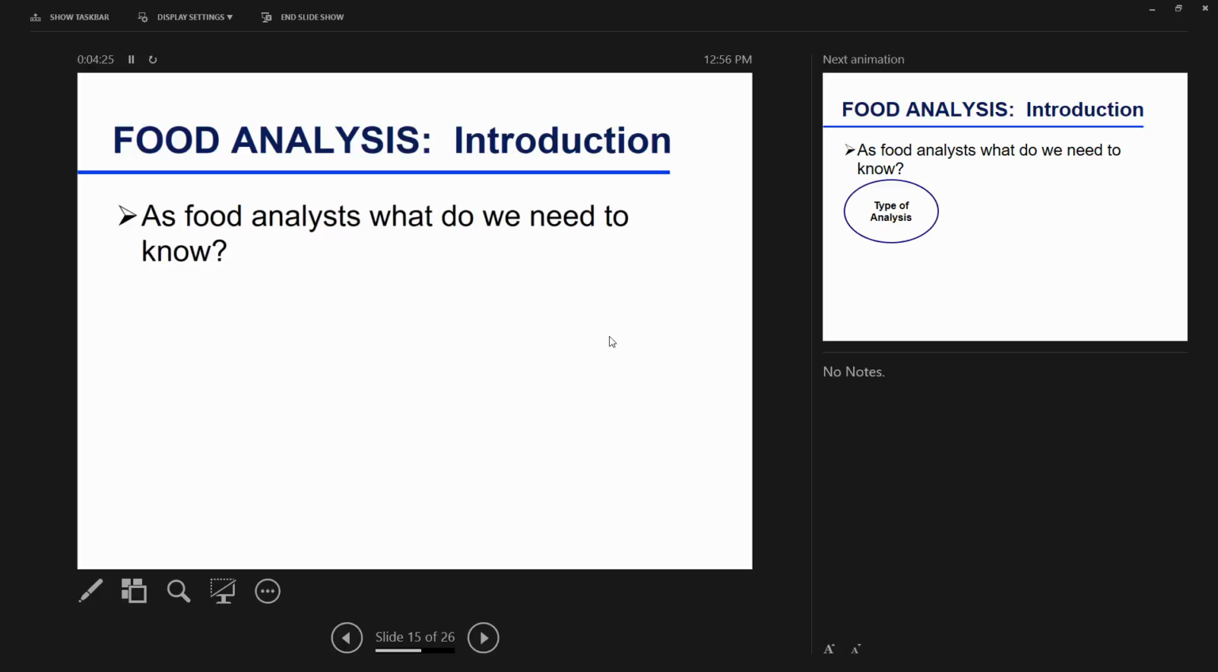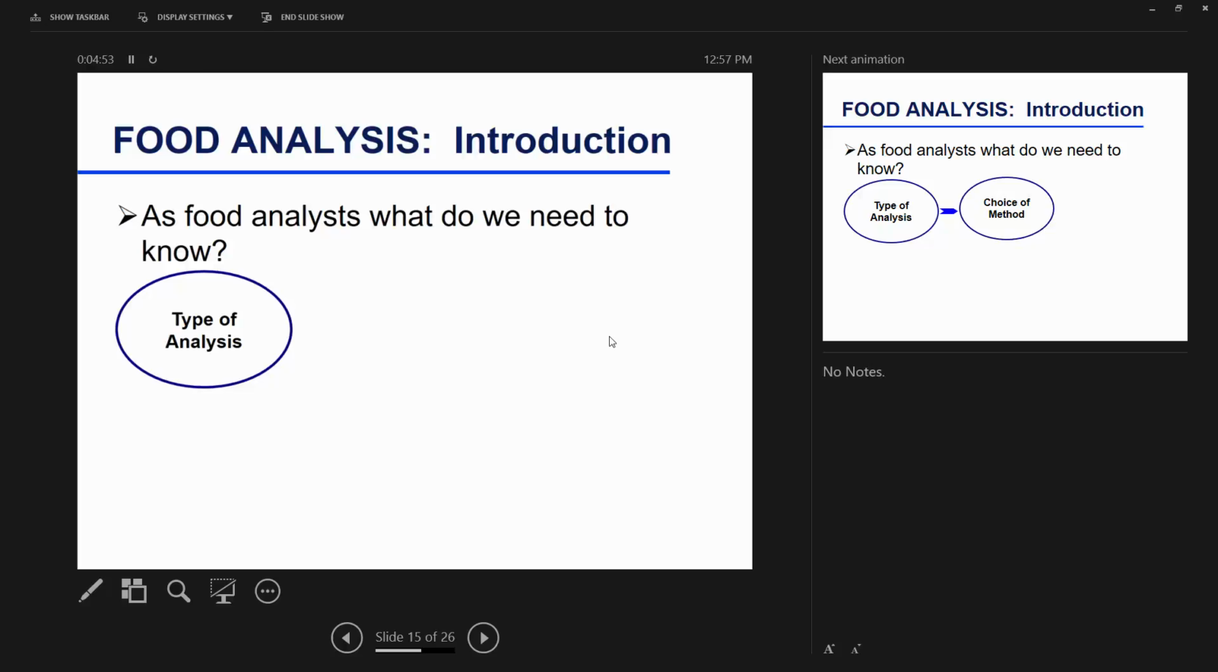Okay, so we looked at it from different angles, and now as a food analyst, keeping in mind everything, whether you are the consumer, you are the industry, or you are a government agent. So as a food analyst working for any of these entities, what do we need to know? So what do we ask ourselves as the first question?